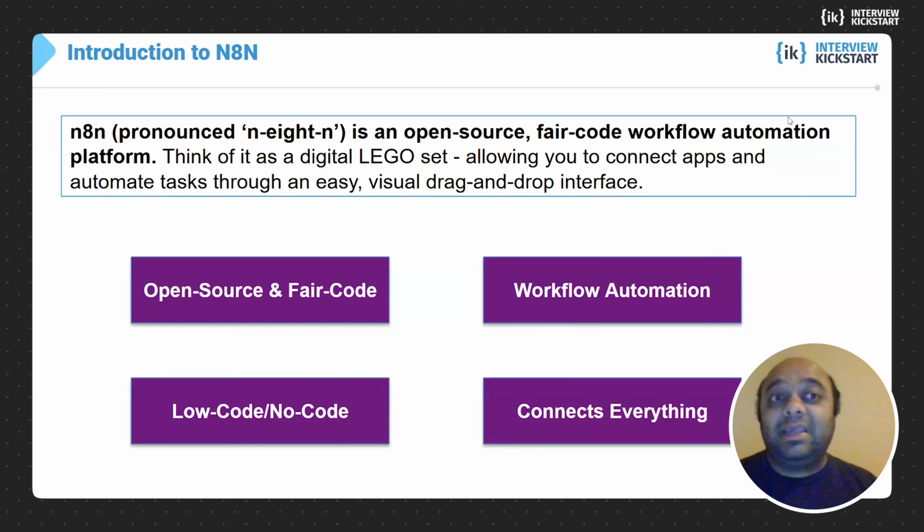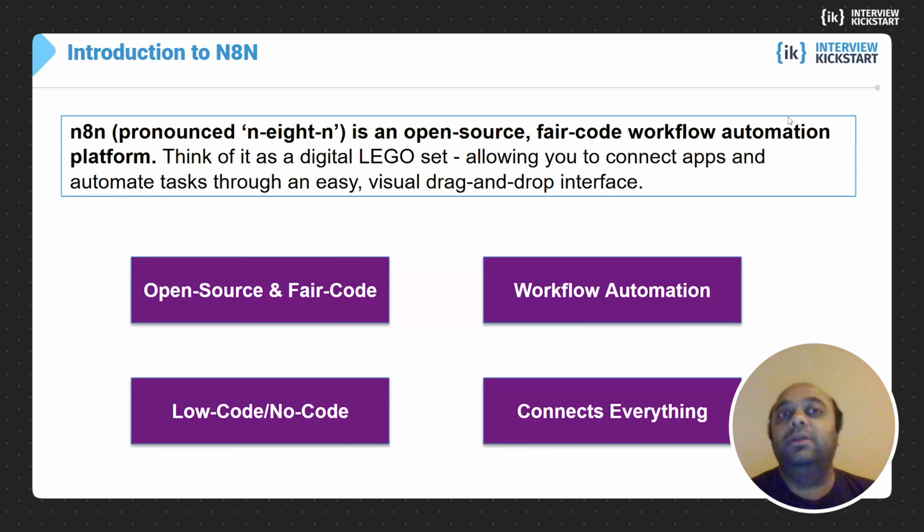Workflow automation. So like I said, N8N is a workflow automation platform. What it does is automate some of the workflows that we have been talking about since the start of the session, like sending an email or creating a report and those kinds of things. You can do it with N8N using the workflow automation framework that the platform provides, and connect everything.